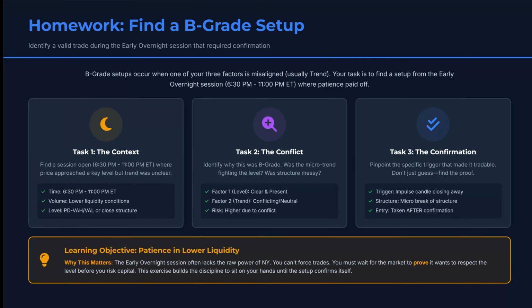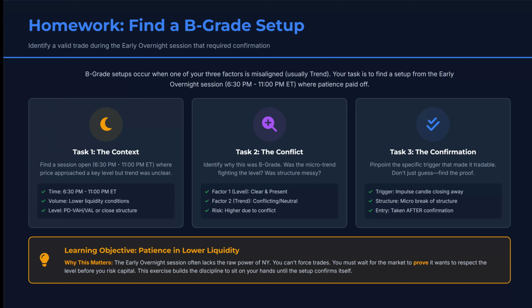Slide 33. Homework. Find a B-grade setup. Part 1 of 3. This slide shifts focus to B-grade setups during the early overnight session. Your mission is to identify a valid trade that occurred between 6:30 p.m. and 11 p.m. Eastern Time, a window where lower liquidity requires confirmation-based entries rather than aggressive execution.